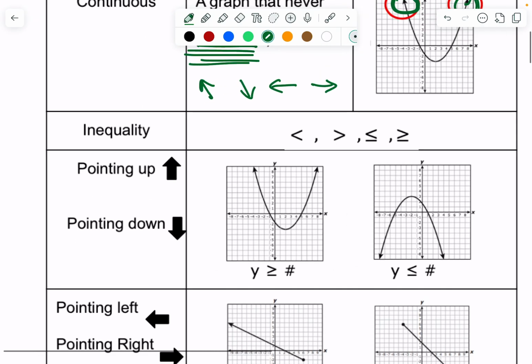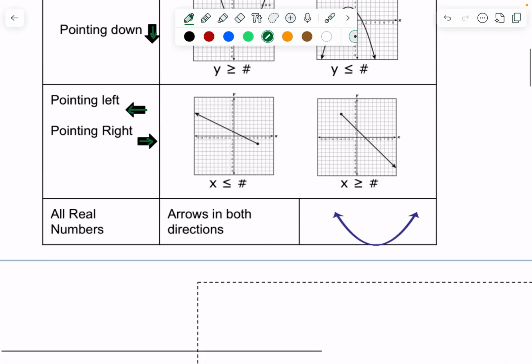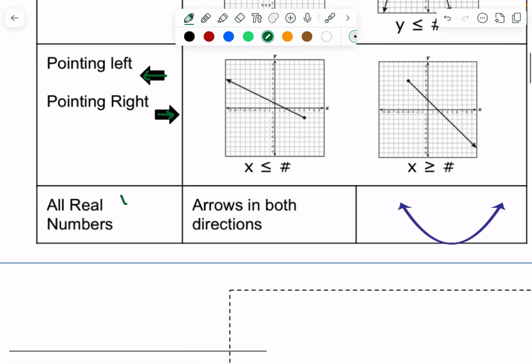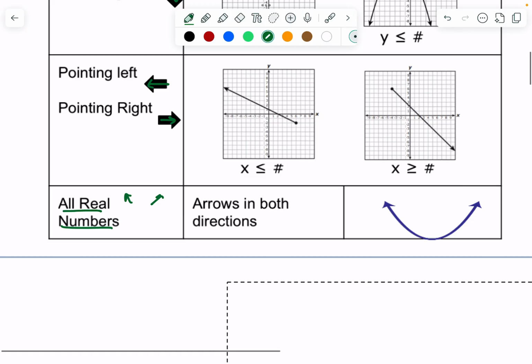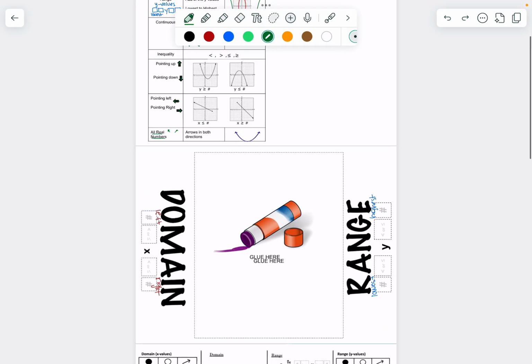We have inequalities, pointing up, pointing down, pointing left, pointing right. And then, in the case that you have two arrows, all real numbers. That is also new for today. It's also very important.